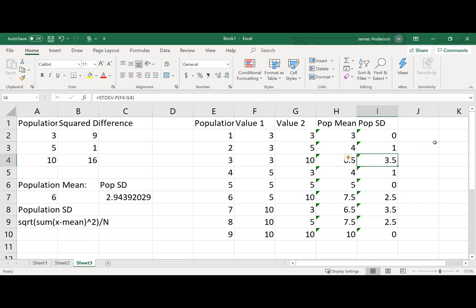The mean of the sample standard deviations: add them all up and divide by 9.